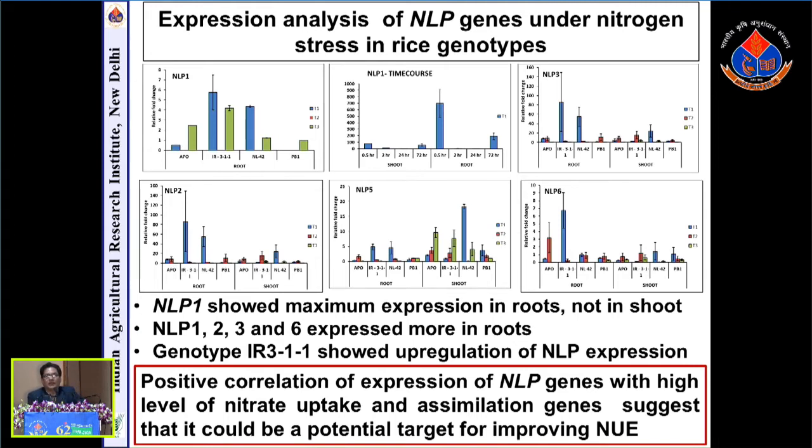The genotype IR311 showed upregulation of NLP expression, and they concluded that the positive correlation of the expression of NLP genes with high levels of nitrate uptake and assimilation genes suggests that it could be a potential target for improving the nitrogen use efficiency in rice.